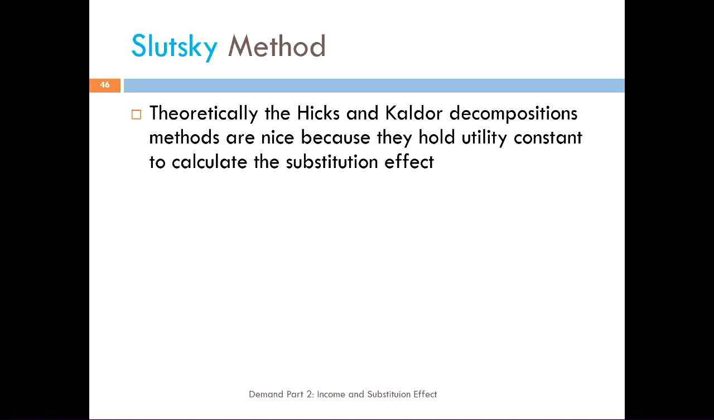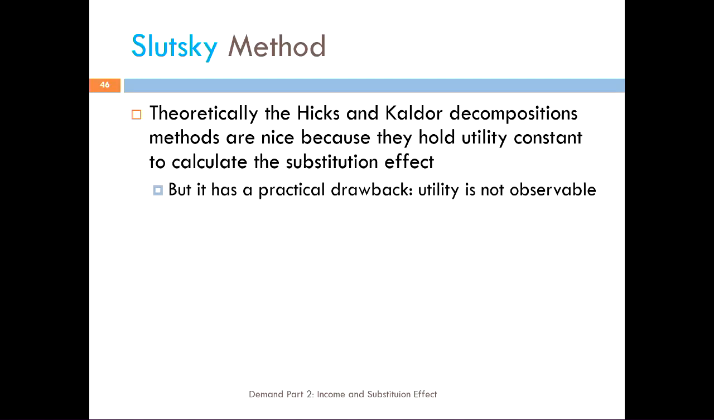So theoretically, keeping utility constant is what we want to do. Right? That's the nice method of Hicks, defining real income constant as when utility is constant. That seems theoretically sound. The problem with the Hicks method is that utility is not observable. It's not something we see in the data. I don't know what your utility function looks like. The only thing I get to observe from you are the decisions that you make.